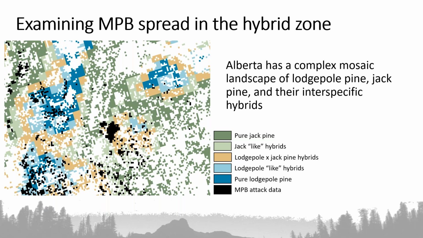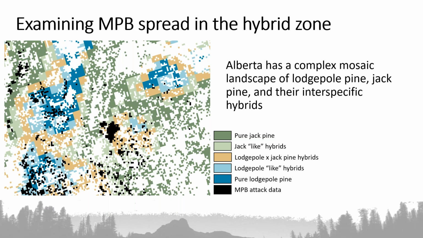And so we have pure lodgepole pine in dark blue. We have lodgepole pine like hybrids in light blue. In orange are our pure hybrids, so they're kind of 50-50 lodgepole jack pine. And then in light green, we have our jack pine like hybrids. And then in dark green, we have our pure jack pine.